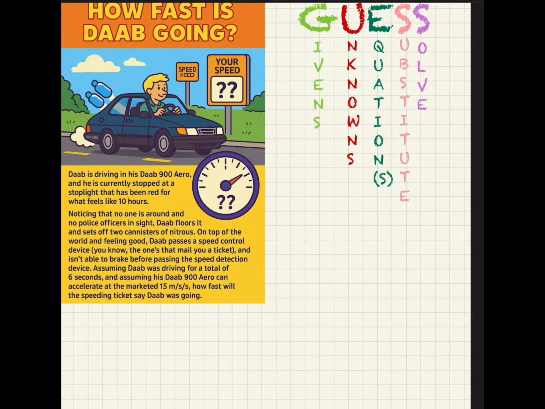So I have an example here, and the point today is not to do kinematics. The point here is to see if we can set this up and find the best way to solve this problem. So the G in our GUESS method stands for givens, meaning anything that the problem has given us to take into consideration. Okay, so let's take a look.